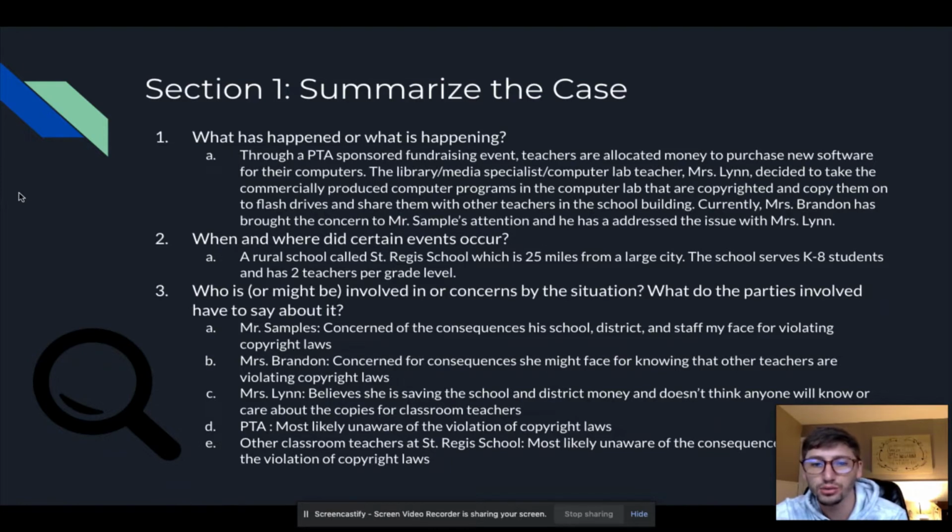Where did this event occur? It occurred at a rural school called the St. Regis School, which is 25 miles from a large city. And the school serves K-8 students and has two teachers per grade level.